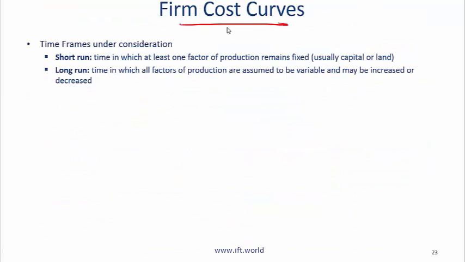You also need to understand cost curves, and when we talk about cost curves, there is a short-run perspective and a long-run perspective. When we say short-run, it is the time in which at least one factor of production remains fixed. Normally, if we think of capital and labor, then we say capital remains fixed but labor is variable in the short run. In the long run, all factors of production are variable.